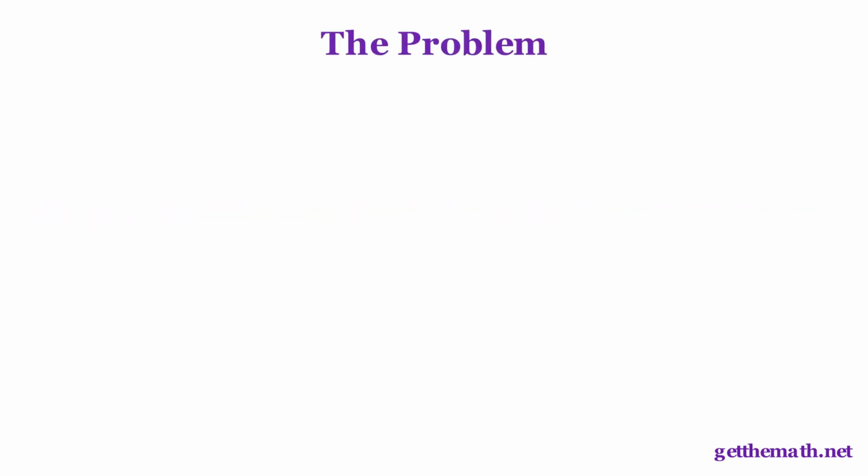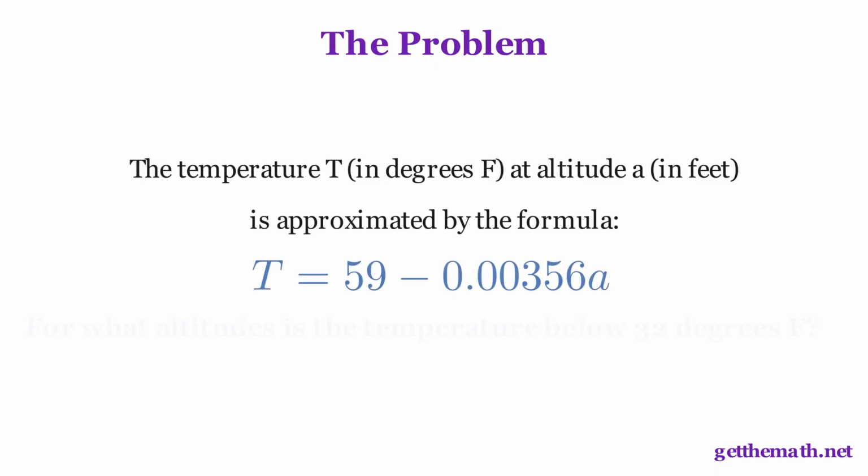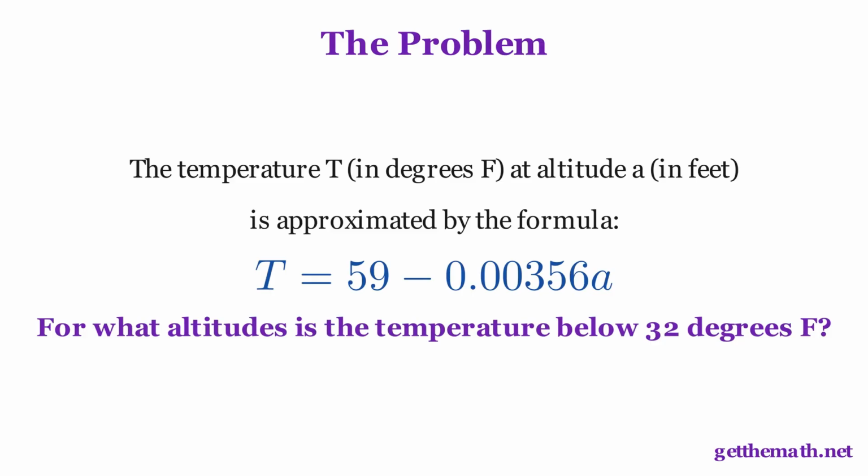Here is the problem. The temperature T, in degrees Fahrenheit, at altitude A, in feet, is approximated by the formula T equals 59 minus 0.00356 times A. For what altitudes is the temperature below 32 degrees Fahrenheit?